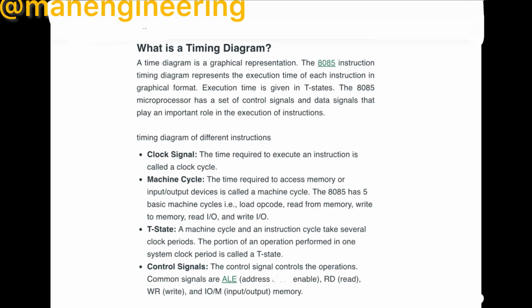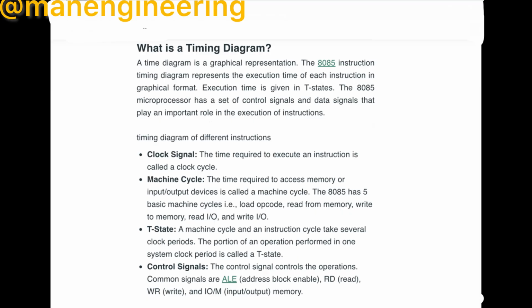What is a timing diagram? A timing diagram is a graphical representation. The 8085 instruction timing diagram represents the execution time of each instruction in graphical format. Execution time is given in T states. The 8085 microprocessor has a set of control signals and data signals that play an important role in the execution of instructions. In this chapter, I will explain and draw timing diagrams of different instructions, that is clock signal, machine cycle, T-state, and control signals.